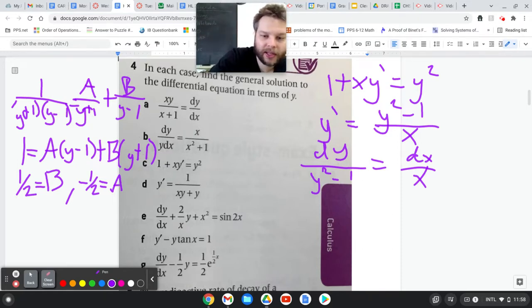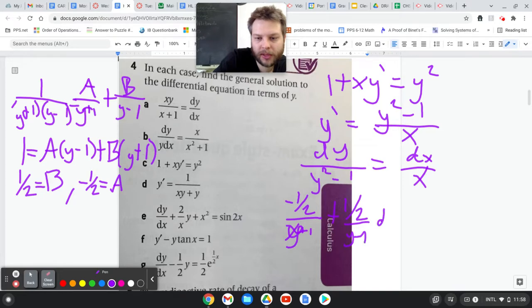So I'm going to grab that in order to integrate the left side, including the y's. I now know that the left side can be written as negative 1/2 over y plus 1, and then positive 1/2 over y minus 1, dy equals dx over x. And now we integrate.